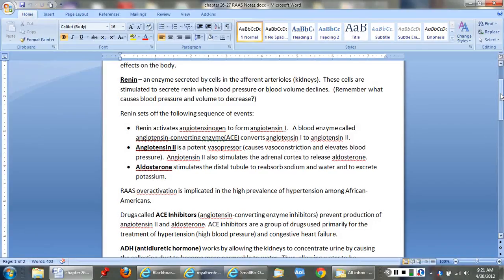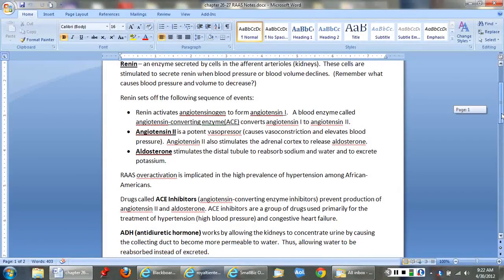Okay, so drugs called ACE. So we did see angiotensin converting enzyme, referred to as ACE. You ever heard of an ACE inhibitor? So ACE inhibitors prevent the production of angiotensin 2 and therefore prevent the release of aldosterone. So it's a sequence of events that has to happen, and if one of those events is blocked, which is what ACE inhibitors do, then you don't get the vasoconstriction and the sodium reabsorption, so the blood pressure does not increase.